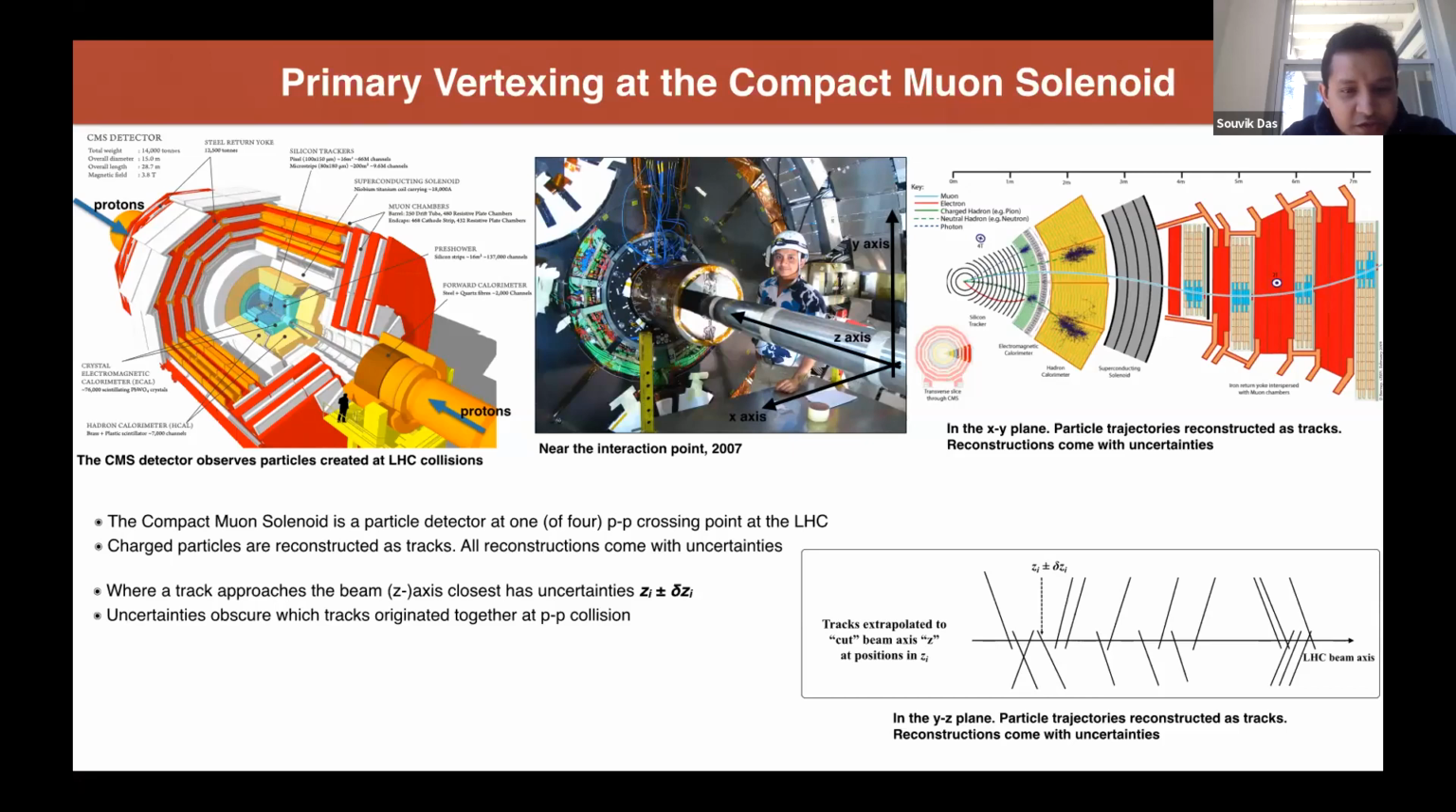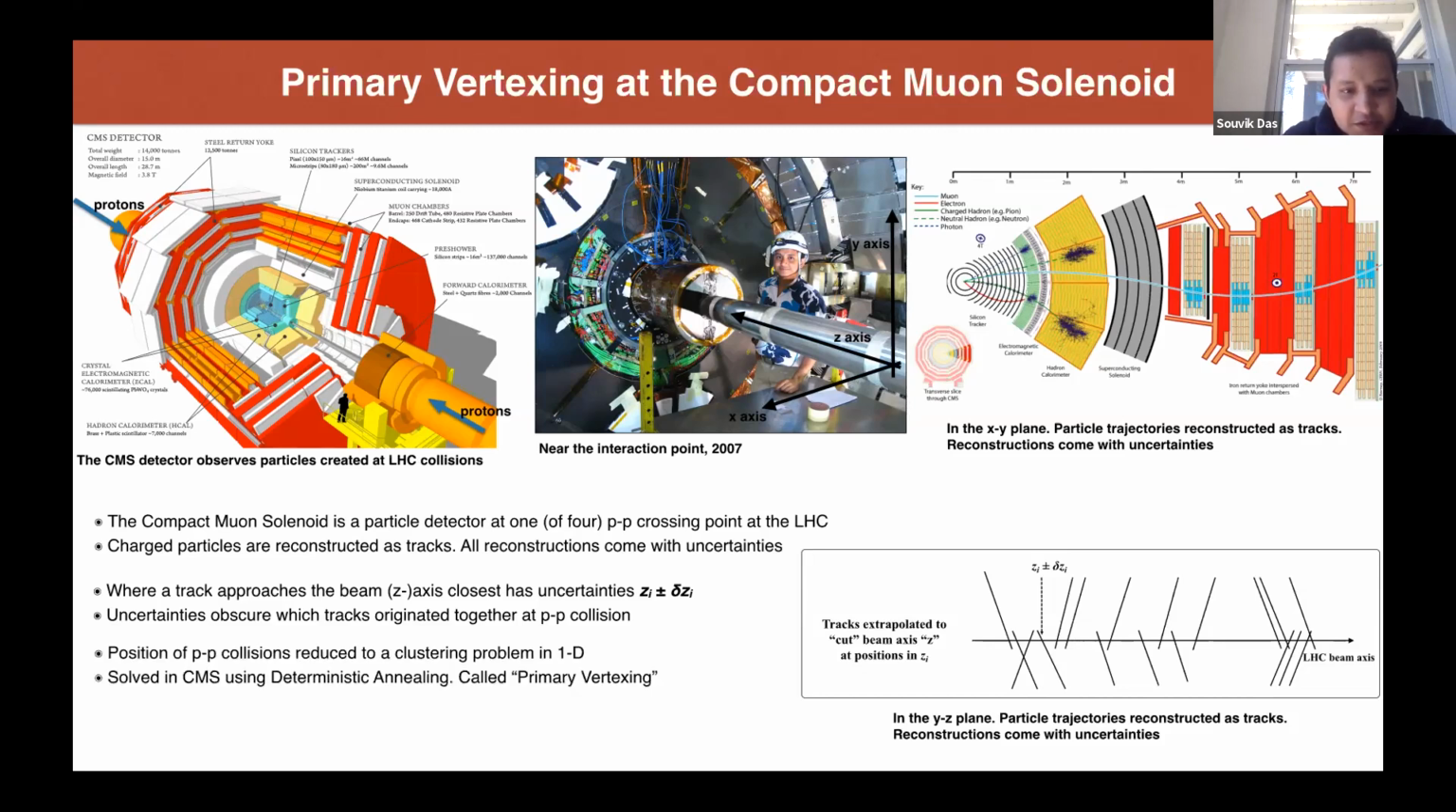Of course, when you reconstruct something as tracks, they come with their own uncertainties. What we designate is where a track approaches the beam z-axis. The z-axis I have shown in the picture there with me at the interaction point back in 2007. Along the z-axis, you can find out where the track approached the beam axis the closest, and that is what we call the z of the track, z naught, and along with that comes a delta z naught from the reconstruction uncertainty.